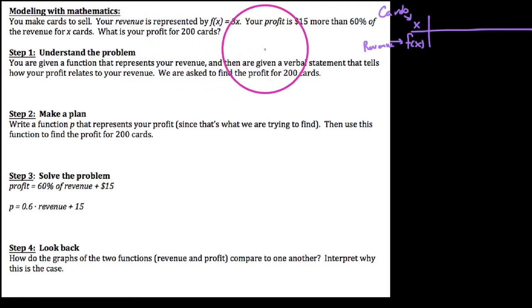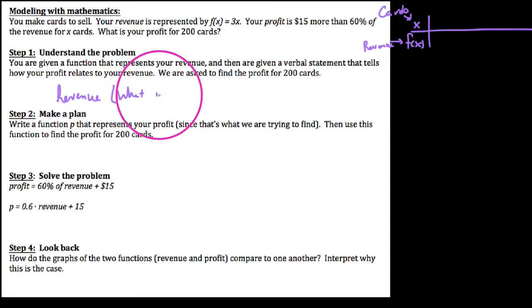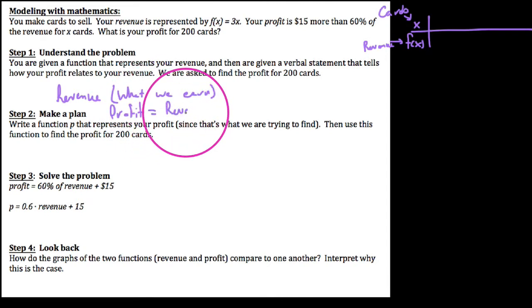Now this sounds really confusing, but let's just go ahead and start with what we know here. We know that revenue is everything we make. Revenue is what we make, what we earn. Okay. Profit is really just revenue minus expenses.